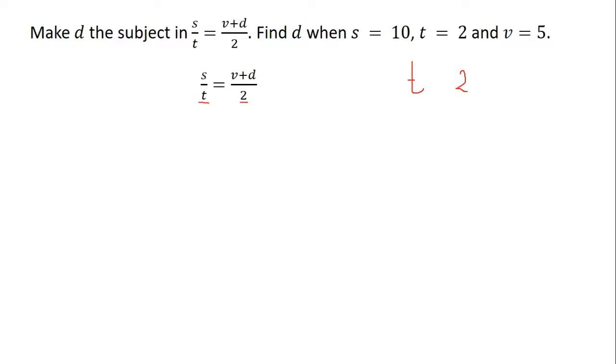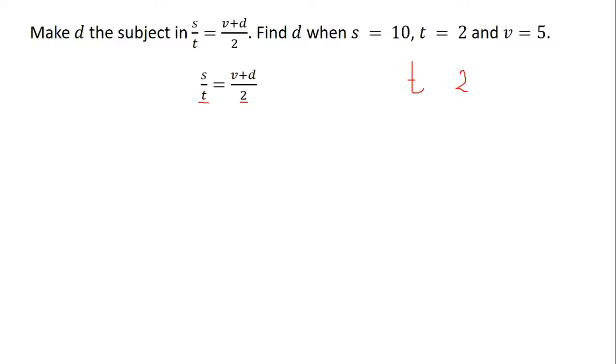The next step is to find the LCM of the denominators. So find the LCM of t and 2. Because one of the denominators is a variable, in this case t, the LCM is the product of the denominators. Now this is what I mean. Because one of the denominators is t, which is a variable, you have to multiply the two denominators and use it as the LCM.